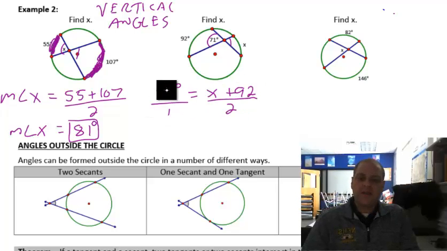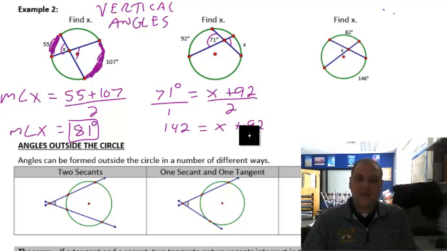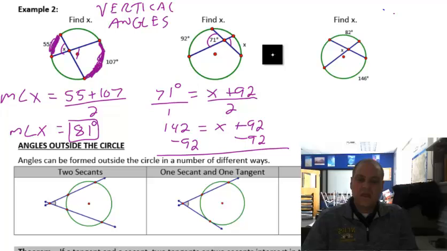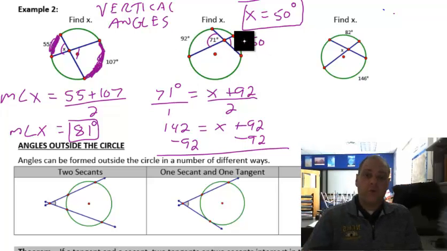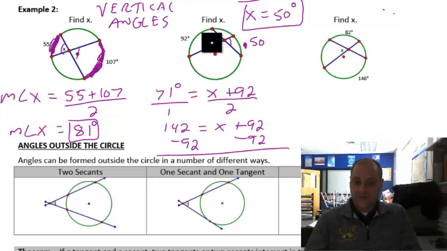Cross multiply. 71 times 2, 142, equals X plus 92. We've solved these a million times. And then subtract 92 from both sides. And X equals, I could write it down here, I just ran out of room. X equals 50 degrees. So that arc must be 50. Now you can test it out. Does it work? 92 plus 50 is 142. Take half of that, 71. All right, you could always check it out.